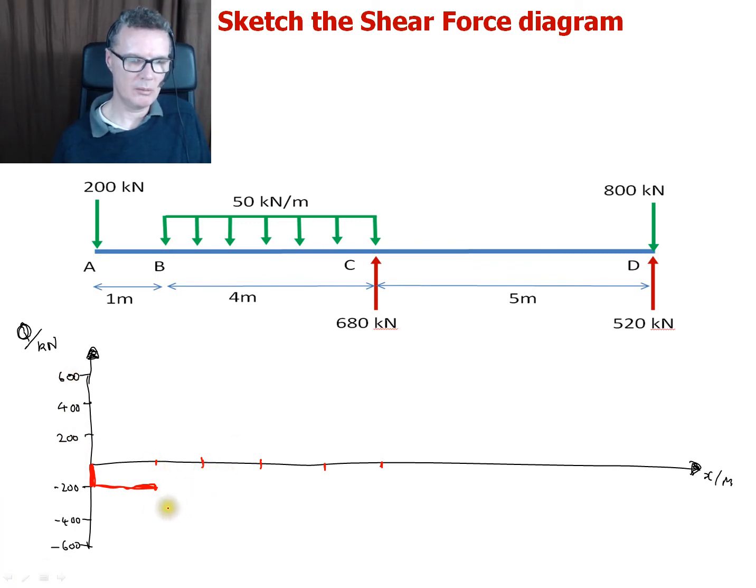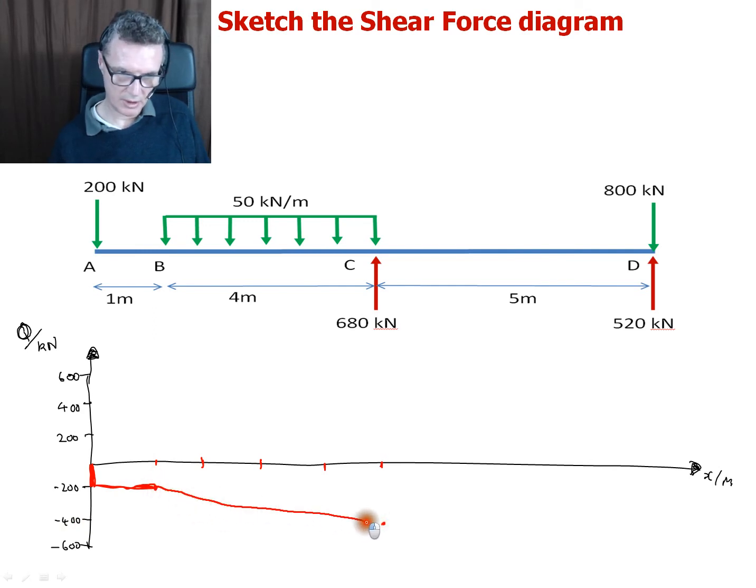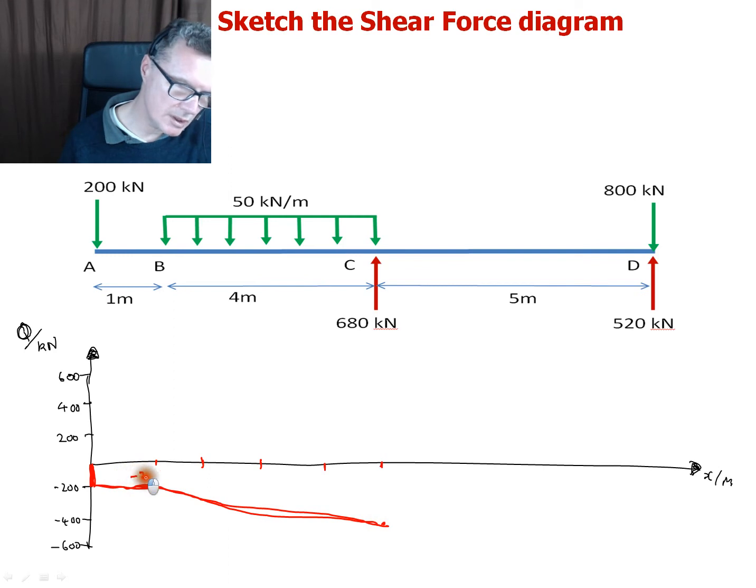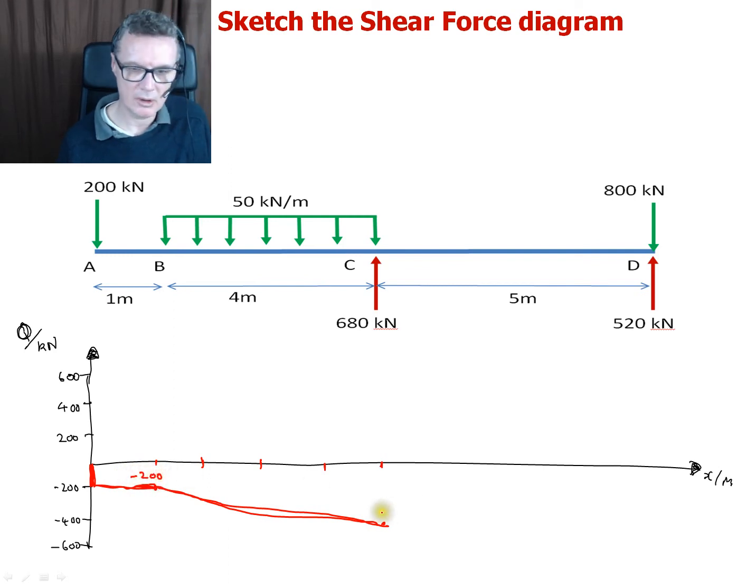So when I've done 1 meter, I'm going to drop to 250. When I've done 2 meters, I'm going to drop to 300. When I've done 4 meters, I'll drop to this point here. So I want to draw a straight line to there. So I can say that's minus 200, and that would be minus 400.